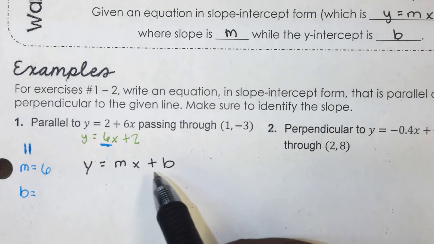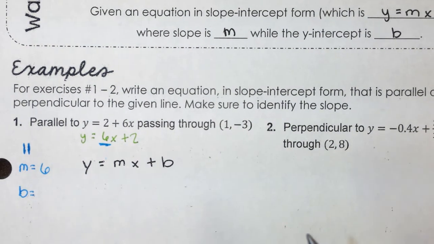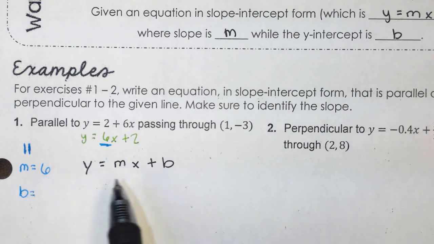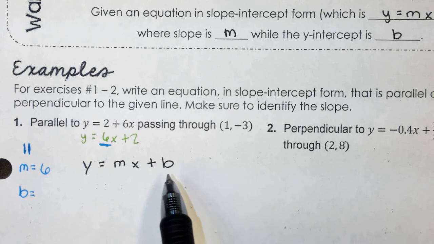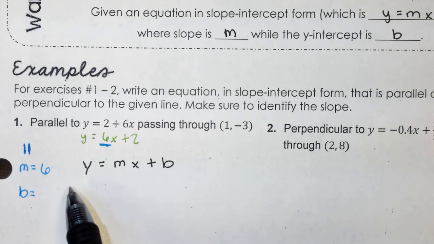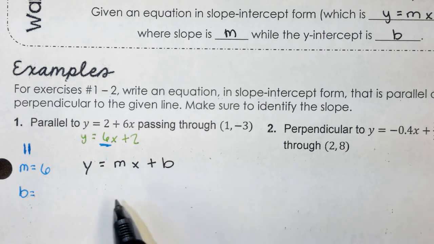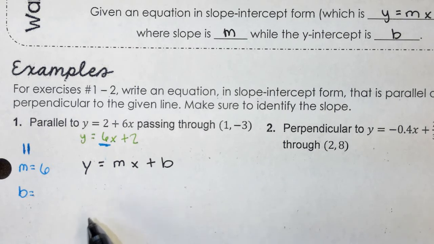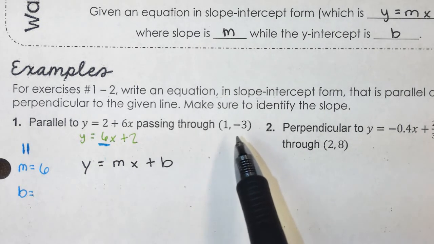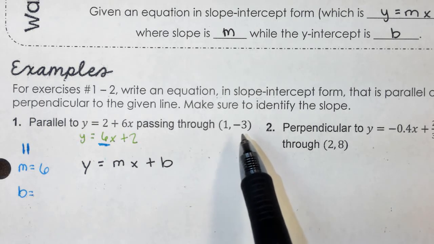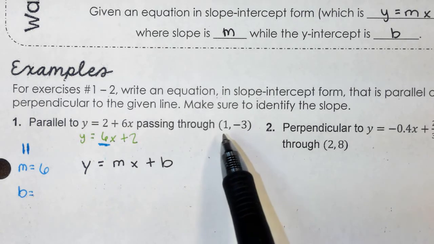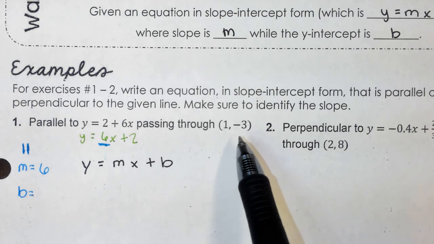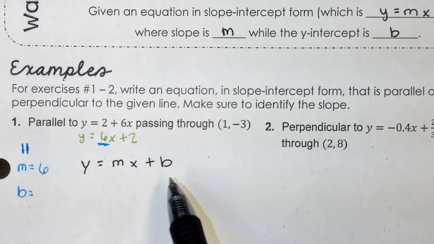We need to know what b is for our new equation. Right now, we know what m is, which would be 6. To find b, since I don't know what b is, if I had these other two variables right here, I could solve for b. Well, guess what? I do. I have a point that's on the line that I'm about to create, 1, -3. This point is an x and a y. 1 is x, -3 is y. I can use all that in this equation and solve for b.